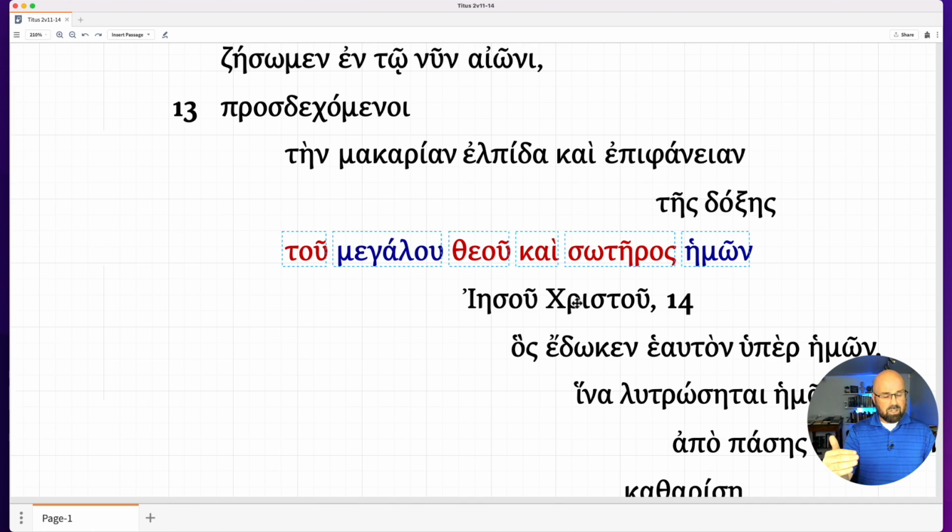Now, if you agree that Jesus is our Savior, based on this construction, you also have to hold that Jesus is also God. If you believe he's God, he's also Savior. So those two things both refer to the same person.